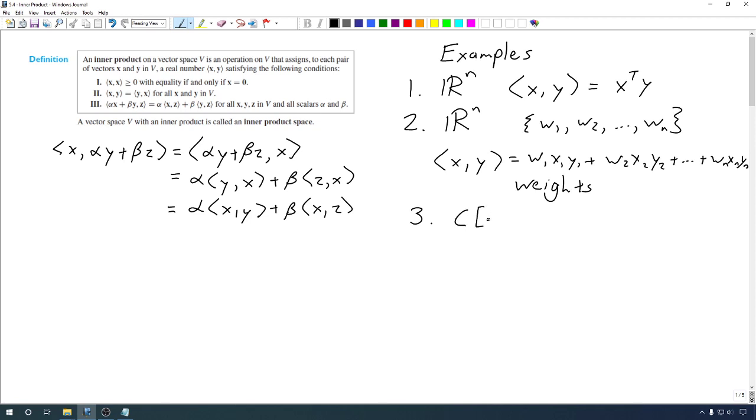Another pretty common one, C of [a,b]. So remember, this is continuous functions on the closed interval a to b, specifically real valued functions. So if we take the inner product of two functions f and g, a nice way of doing that is to take the integral of the product of those two functions on the interval a to b. This will actually satisfy all the conditions that we want for an inner product.